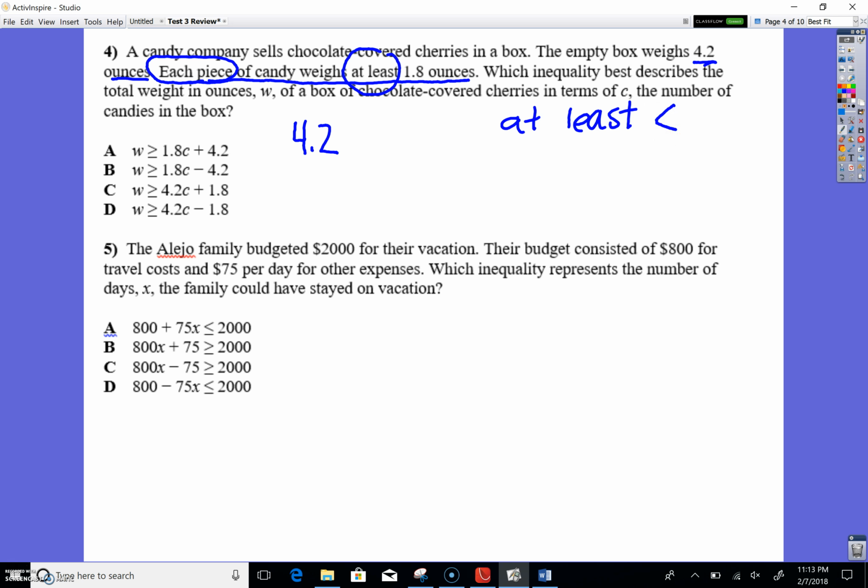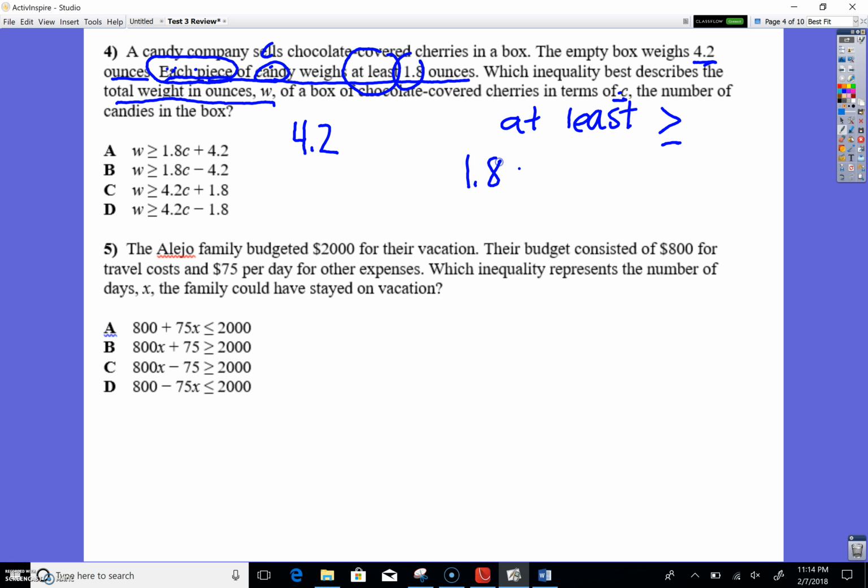At least looks like, sorry, wrong way. At least, because it has to be more than it. It'll look like that. At least 1.8 ounces, and we're talking about each piece. So remember, each candy. Total weight is W, and we want to use C for candy. So each, remember, we put this number and the C together.